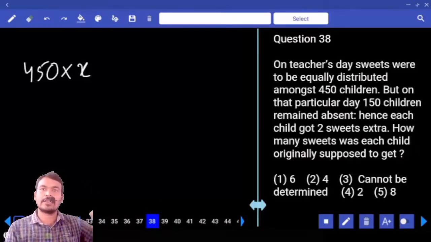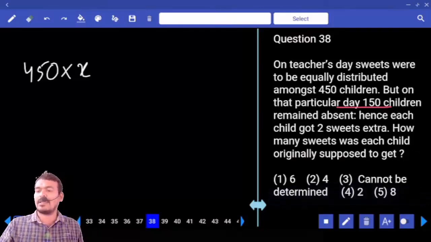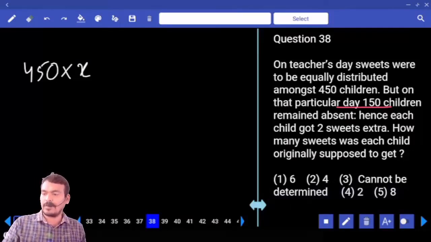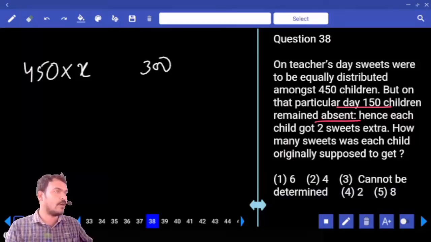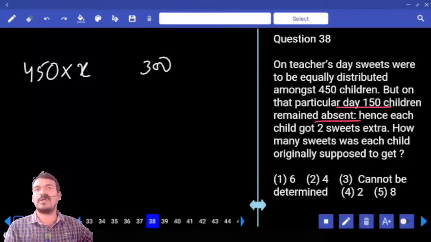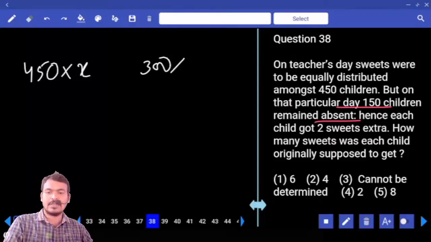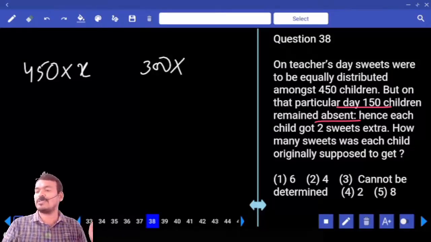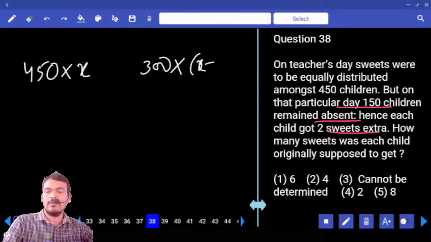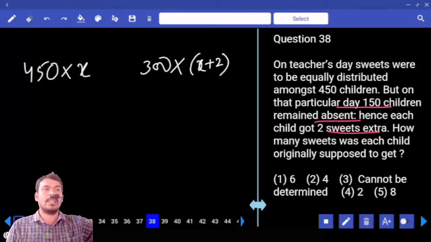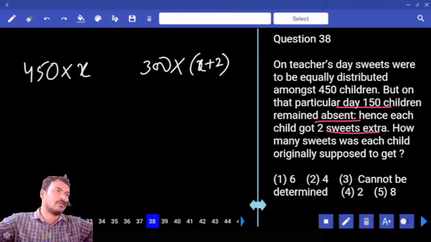What is the total number of sweets? 450 into X. On the second day, how many members are absent? 150. What are the remaining members? 300. Out of 450, 150 absent means 300 remaining. For those 300 members, how many sweets are extra for each one? 2 sweets. Already the previous day it was X, so now X plus 2. 300 into x plus 2. What is the left hand side value? Total sweets. The right hand side is also total sweets.